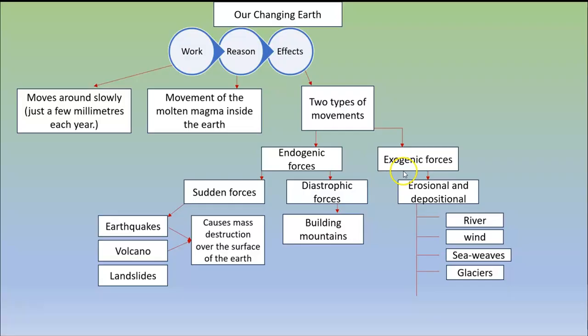While exogenic forces have their agents at work to make changes through the process of erosion and deposition. The agents are river, wind, sea waves, and glaciers.